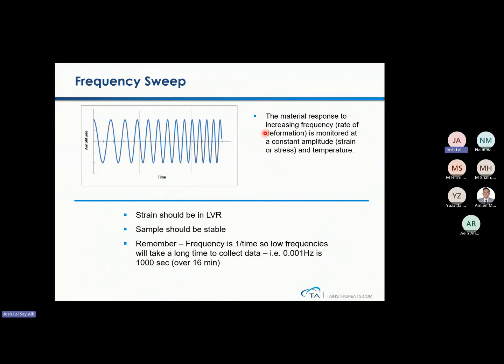So for frequency sweep, it's the material response to increasing frequency. So you can see the amplitude now is going to be constant, and only the speed of deformation is going to be faster. So at a given time, you can see more and more cycles can be fit in for this frequency sweep.